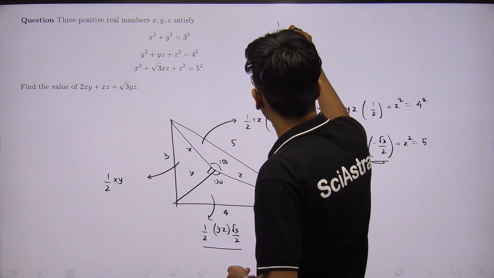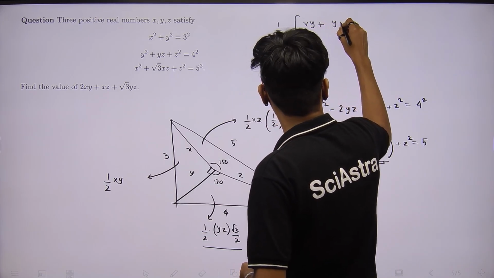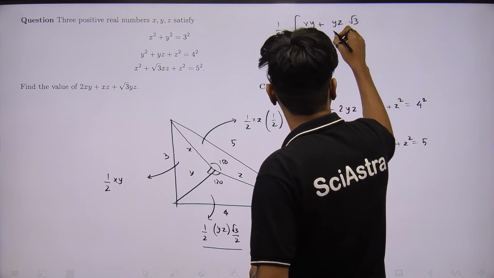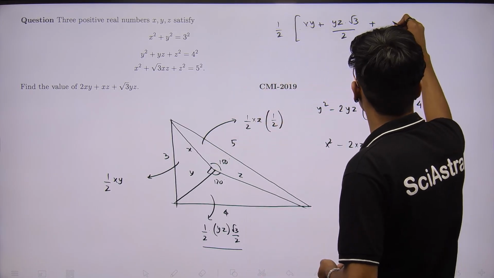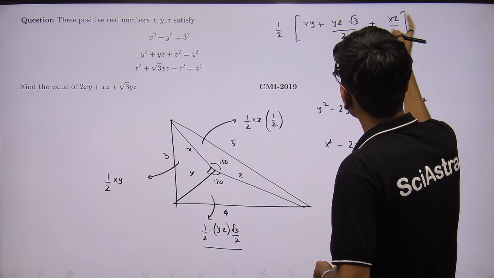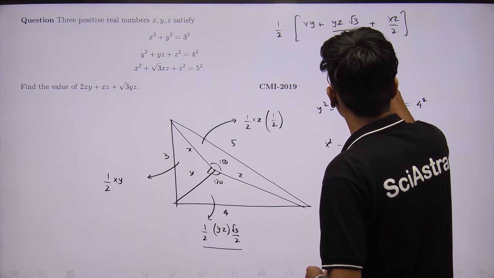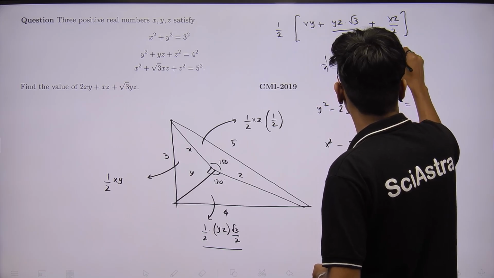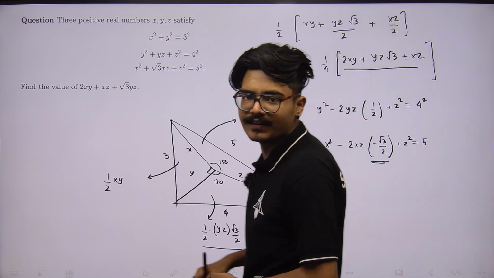Now if you add these 3 expressions, let's see what we get. So you get half, if you take that common, you'll get xy plus yz times root 3 by 2 plus xz by 2. Take this half outside again, you'll get 1 by 4 times twice xy plus yz times root 3 plus xz, and this is precisely the expression that's given to us.